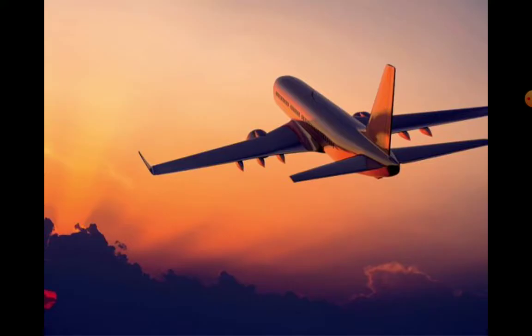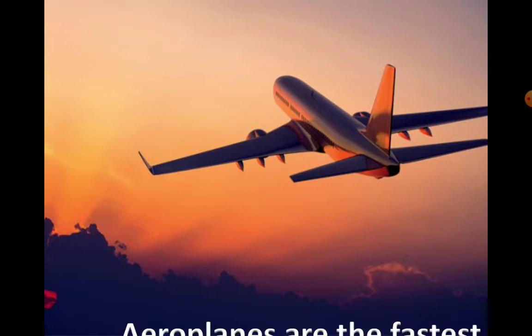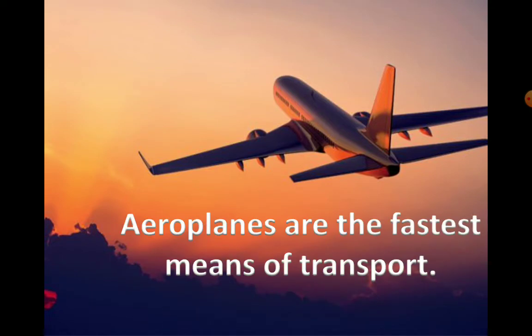Okay. So, what is this? In this picture, what you can see? It is an aeroplane. Aeroplanes are the fastest means of transport. Who drives aeroplane, children? Aeroplane is driven by a pilot. Very good. Aeroplane, why is it called fast?